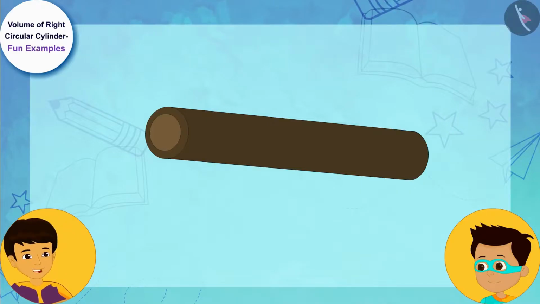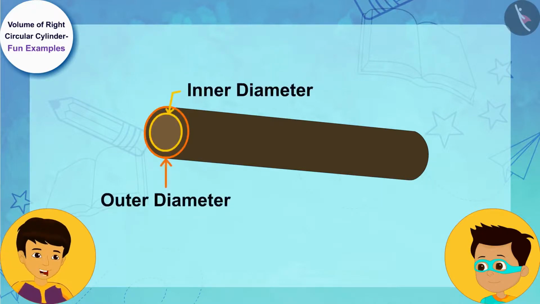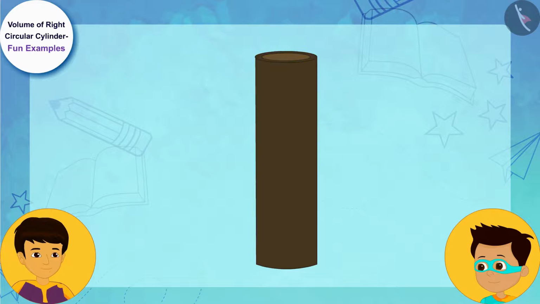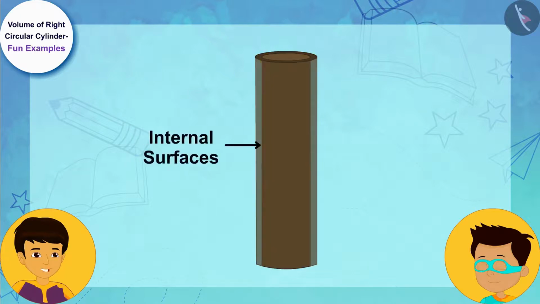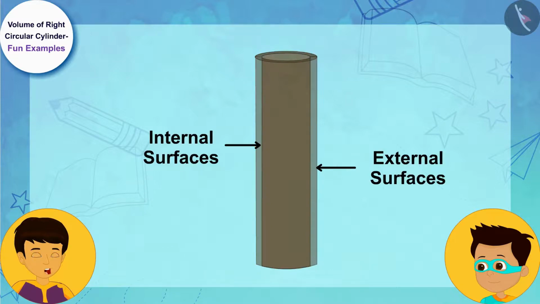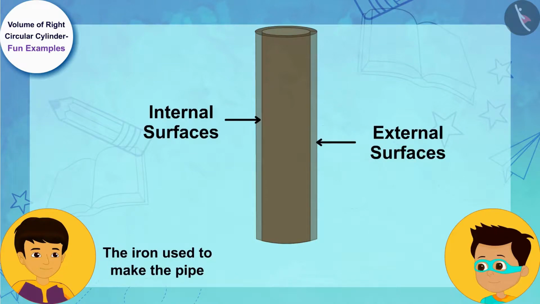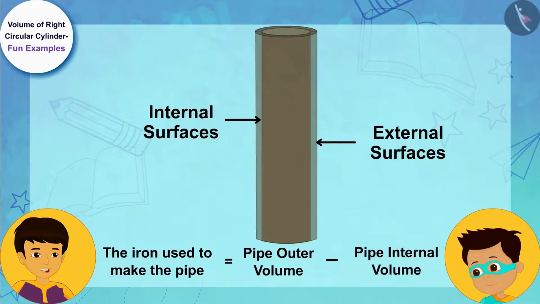Look, Thomas, because the pipe has some thickness, it has 2 diameters. The iron required to make the pipe is occupying the space between its internal and external surfaces. Therefore, we can find the iron used to make the pipe by subtracting its internal volume from its outer volume.